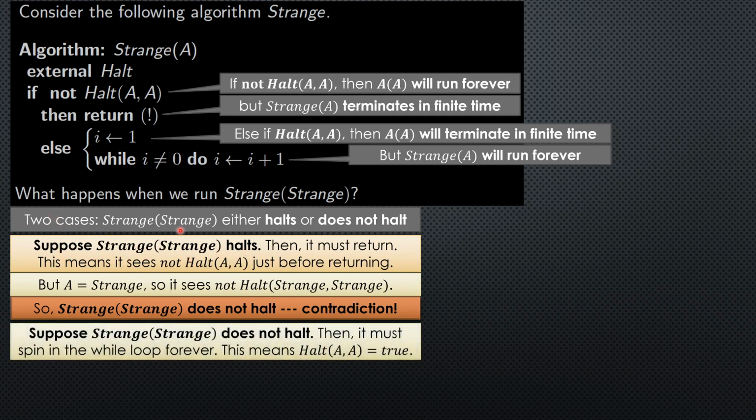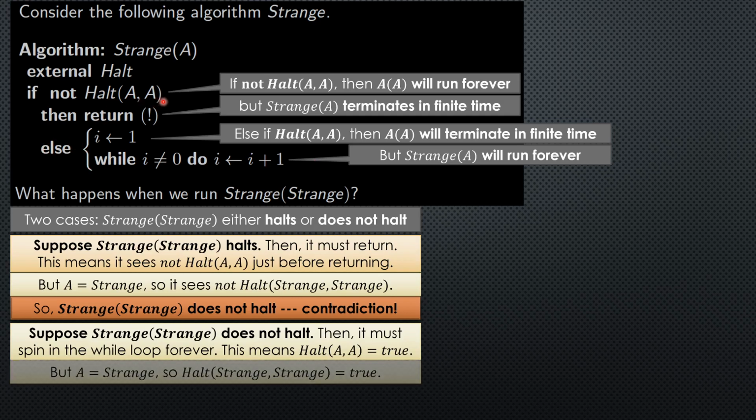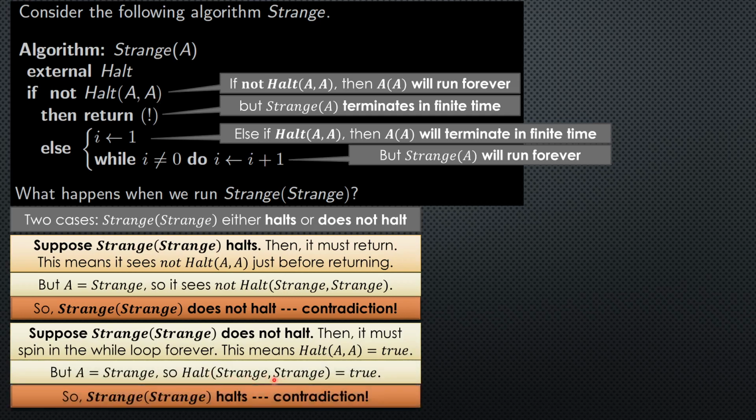Let's try the other case. What if strange of strange doesn't halt? Then it has to spin. If it doesn't halt, looking at the code, it has to spin in this while loop forever. How would it get into this else case? Well, it only gets there if halt a of a is true. And a of a, well, a is strange. So halt strange of strange has to be true, and that means strange running with strange as argument should halt. So in this case, where we suppose that strange of strange does not halt, we prove that strange of strange must halt. That's another direct contradiction.